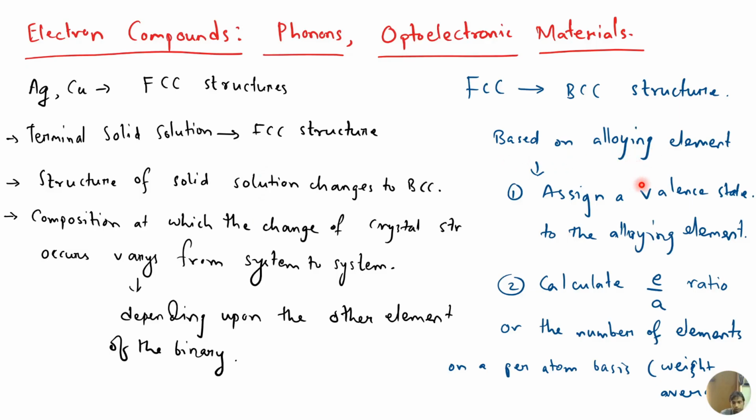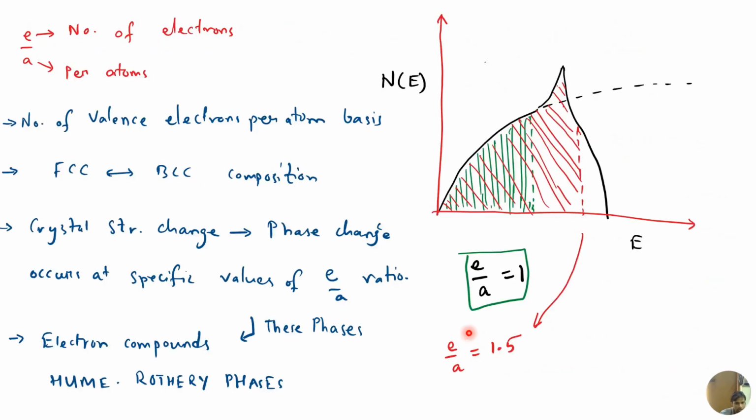Based on the alloying element, we assign a certain valency state to it and then calculate the E by A ratio, or the number of electrons on a per atom basis. At a particular level of electron filling, there will be this transition from FCC to BCC. So it is the electronic structure.